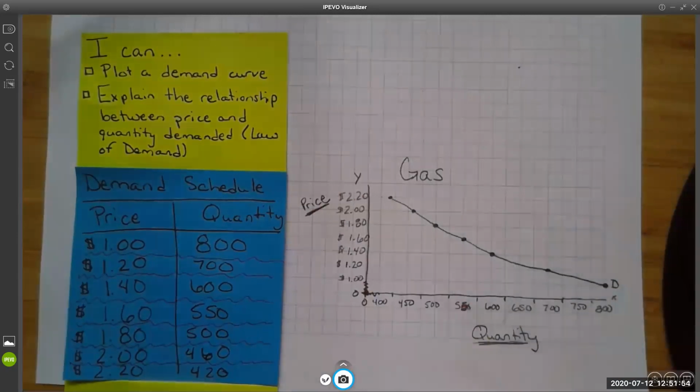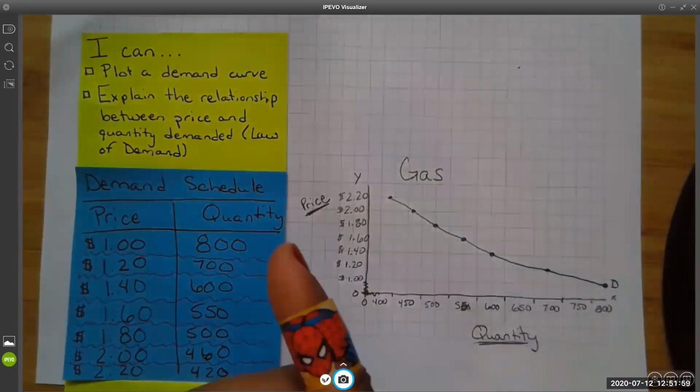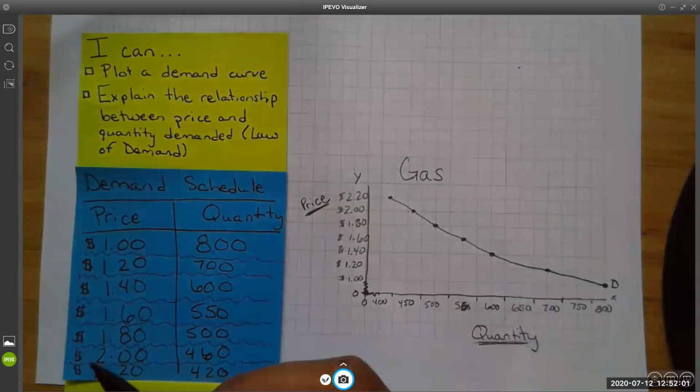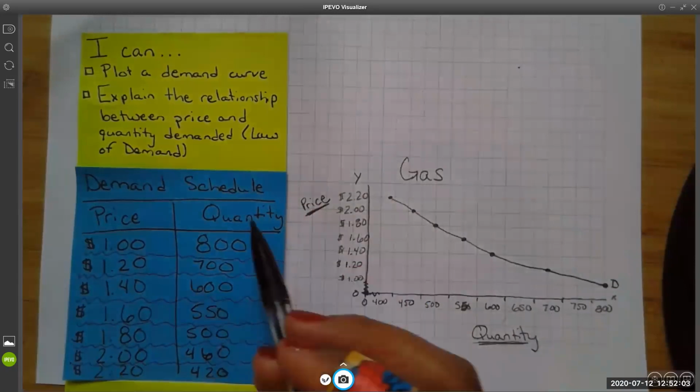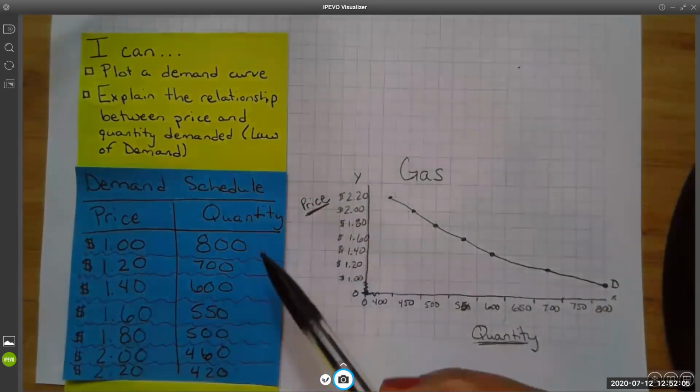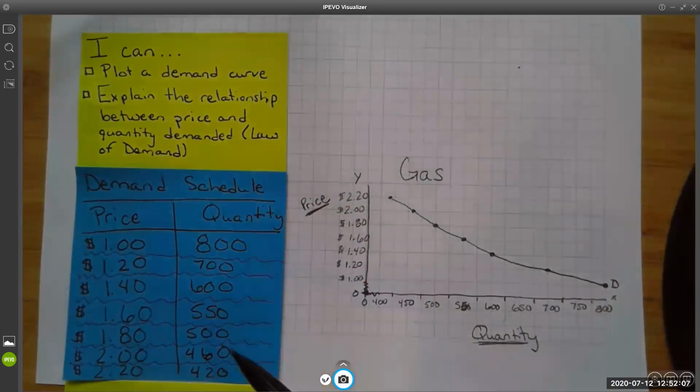So hopefully you can plot the demand curve. Watch this again if you need to. Contact me if you have any questions. Explain the relationship between price and quantity demanded. Price goes up, quantity demanded goes down. Price goes down, quantity demanded goes up. This is the foundations. It's going to help you a lot. And then look into the lessons about how to show a shift in demand.